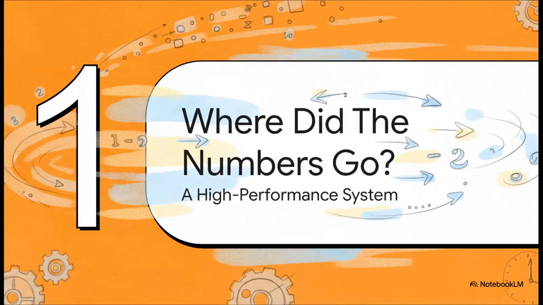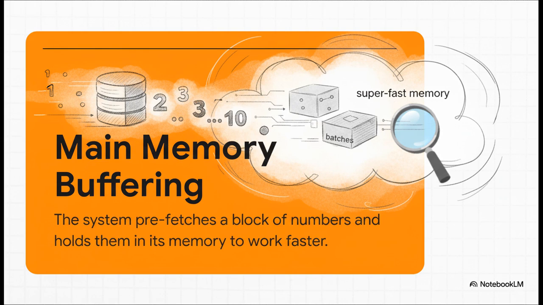So let's answer that big question. Where did the numbers go? Well, the short answer is they were basically sacrificed for speed. And no, this isn't a bug. It's actually a key feature of any high-performance system. The technical term for this is main memory buffering.